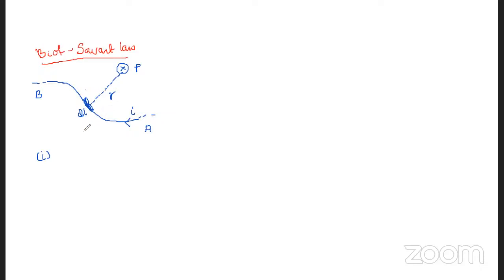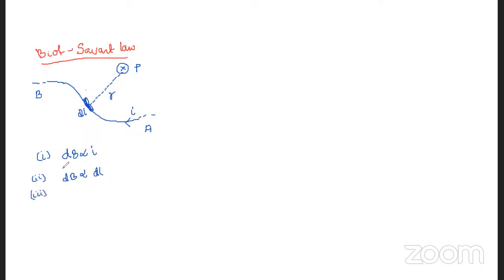So dB is directly proportional to the current I which is flowing through the conductor here. So dB is directly proportional to the current flowing in the conductor small element. Then one more point is that it is directly proportional to the length dl of the element which we have considered. So here dB is also directly proportional to the length of that current carrying conductor. This is also one point we can observe.